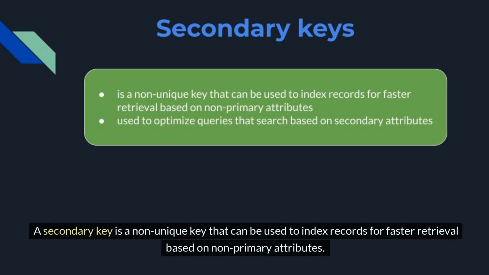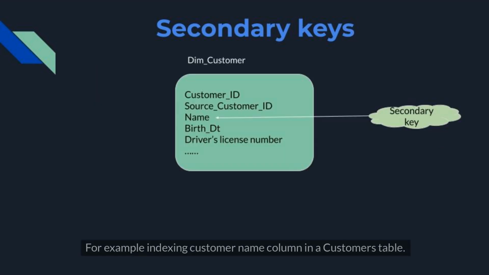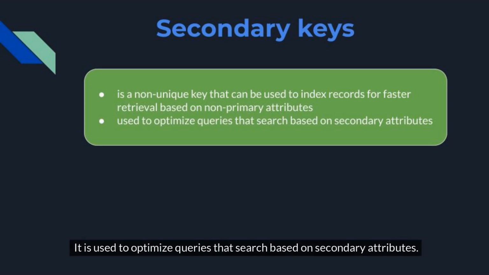A secondary key is a non-unique key that can be used to index records for faster retrieval based on non-primary attributes. For example, indexing the customer name column in the customers table. It is used to optimize queries that search based on secondary attributes.